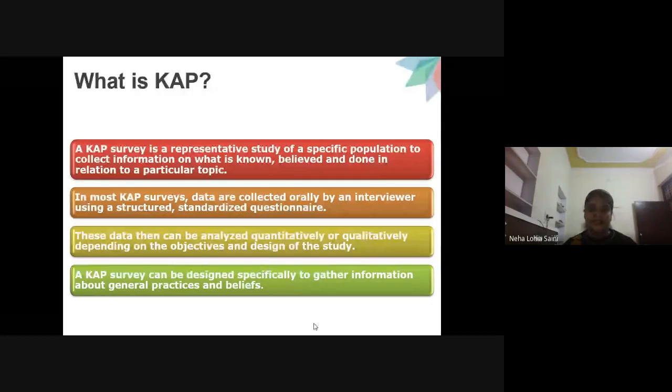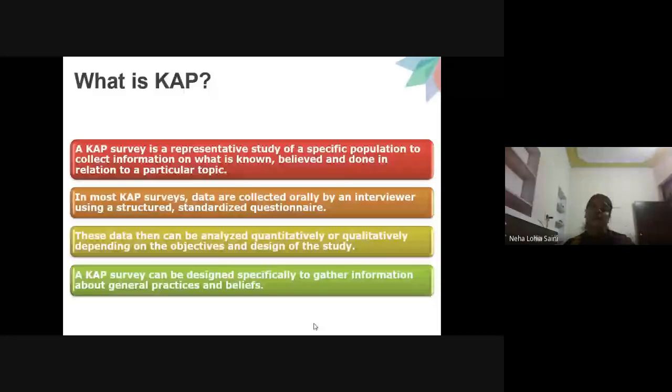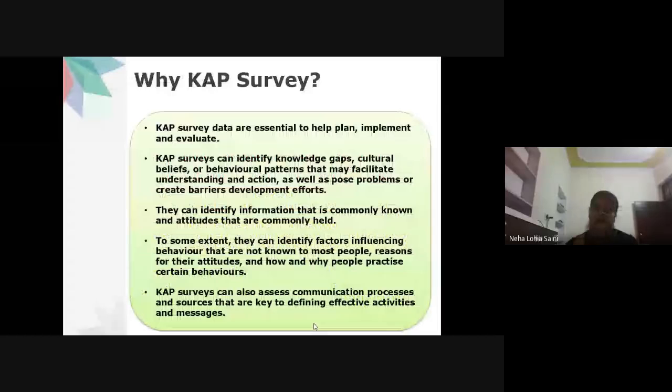So this will help identify information about general practices and beliefs. It depends upon the questionnaire and what you want to collect from your population. So why do we need to do this survey?